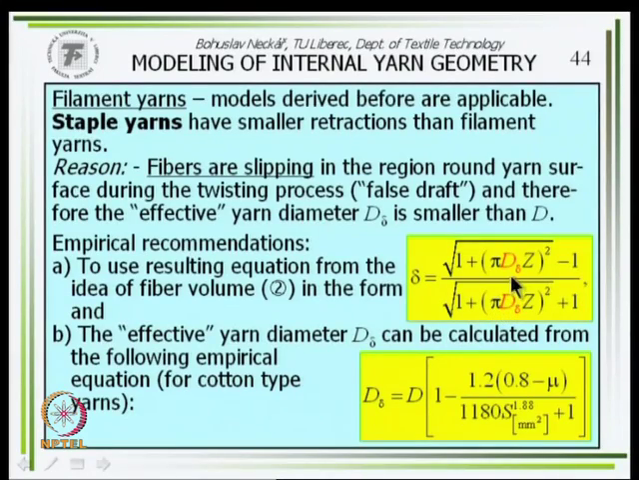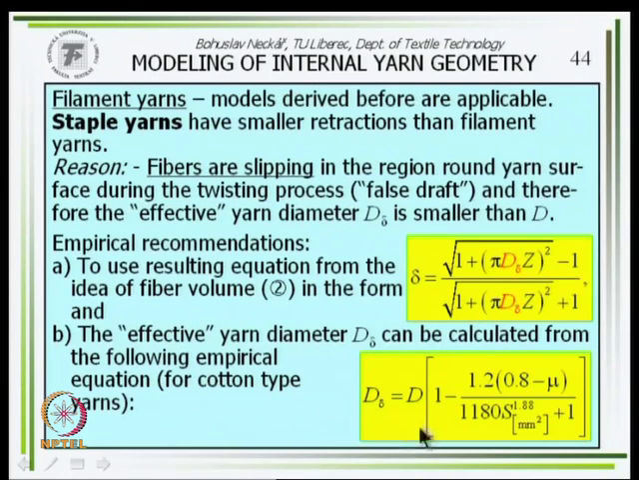It's very difficult to measure retraction in staple yarn. Nevertheless, some experimental results exist, and when you have nothing better, I can recommend you use the shape of our equation for yarn retraction, but in place of the real yarn diameter d, give some modified diameter d delta. Some a little smaller value than the real yarn diameter d. And this d delta is related to d using this purely empirical form, based on a set of experimental results.